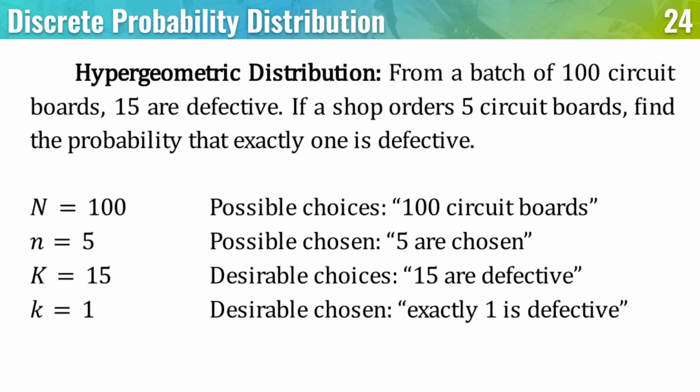From a batch of 100 circuit boards, 15 are defective. If a shop orders 5 circuit boards, find the probability that exactly one is defective. Remember how the probability of an event occurring can be represented by number of events over number of possibilities. So basically, what we want to find here is exactly one of those is defective. Defective is the one that we are looking for. It is the number of events.